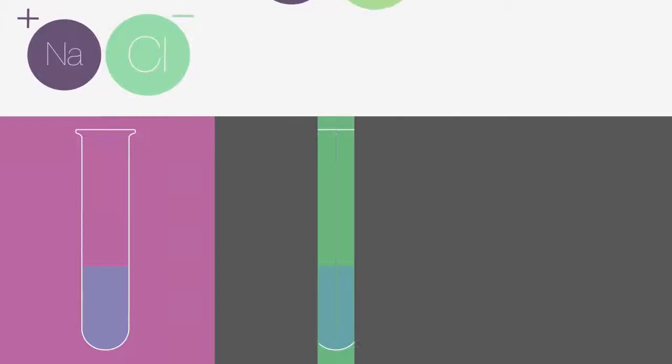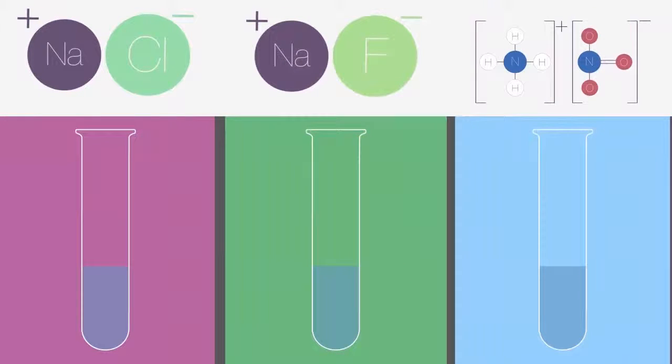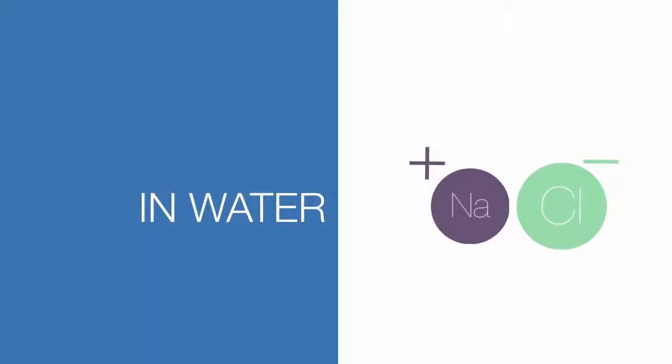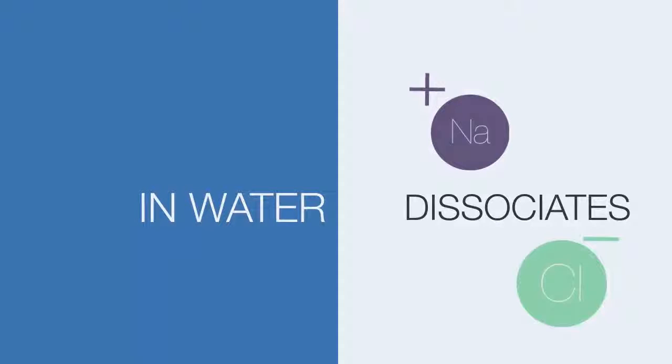Sodium chloride, sodium fluoride, and ammonium nitrate can all dissolve in water, as we know. Or else we wouldn't be able to flavor our soups, brush our teeth, or fertilize our plants. Most ionic compounds are soluble in water. In water, an ionic compound can dissociate into its ions.